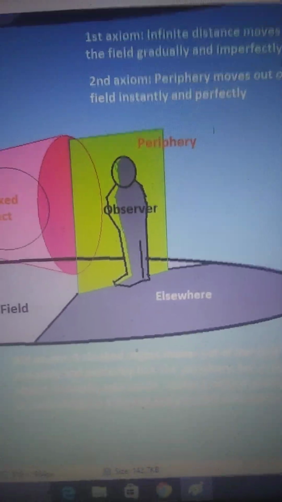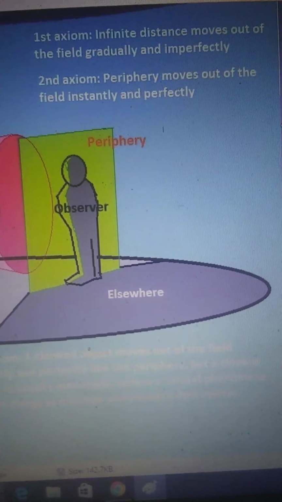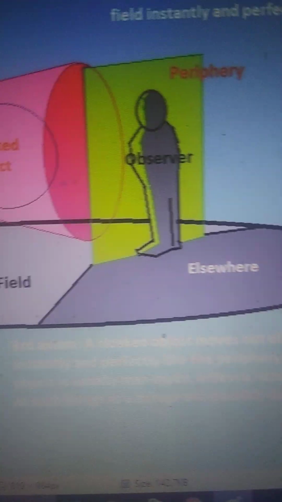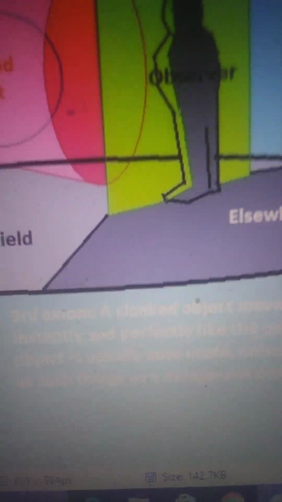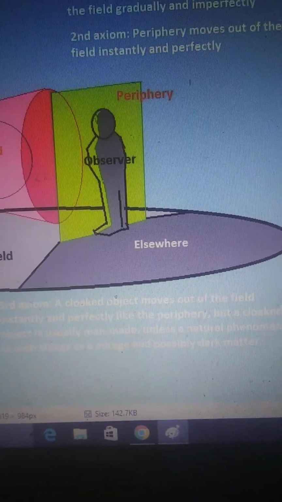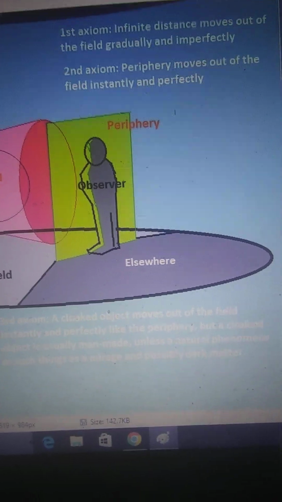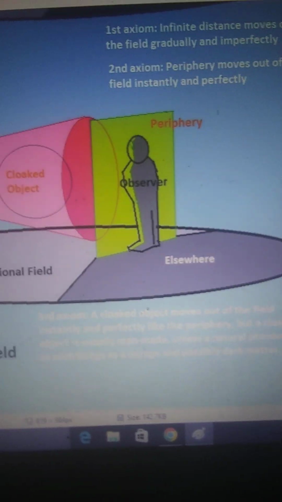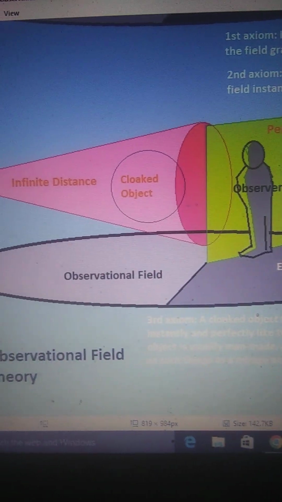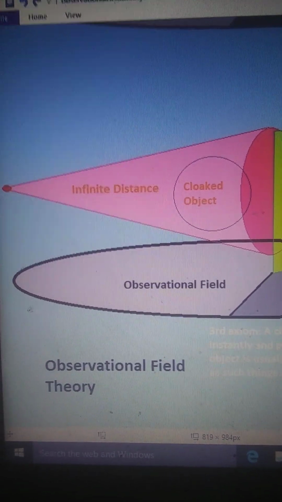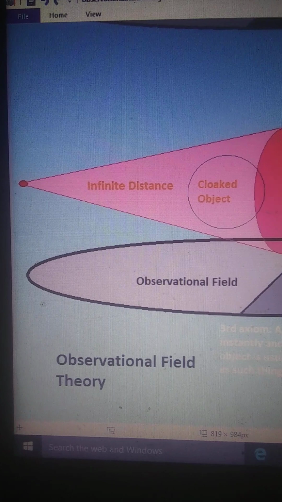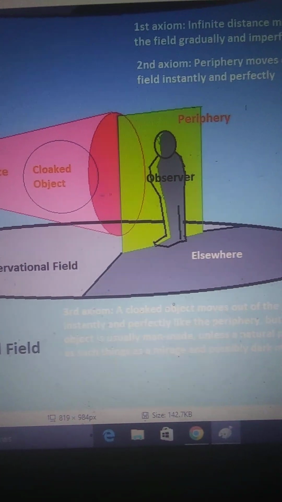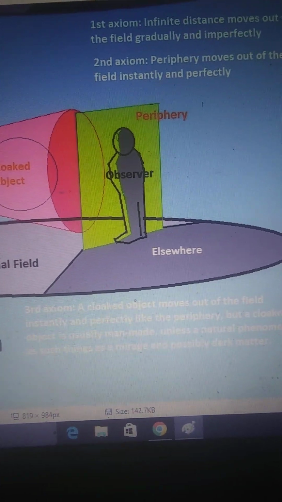So this is the entirety of the first axiom, the second axiom, and you can barely see it, I suppose, the third axiom. But I just read them to you. So there's what I hope could be some sort of contender for some sort of observational field theory, some sort of contribution to what I know in the future might be an observational field theory.